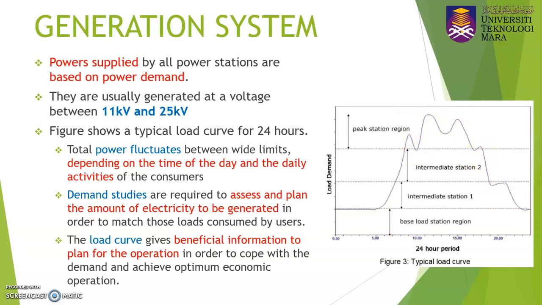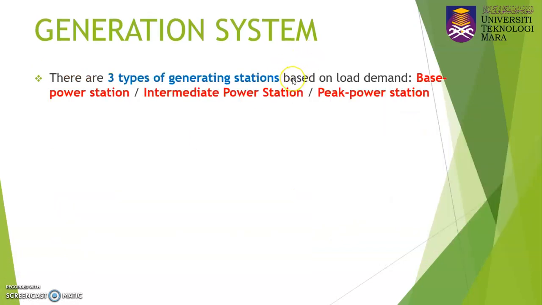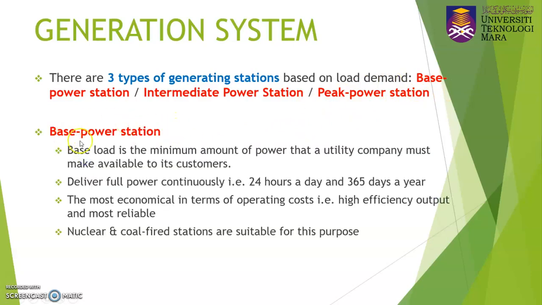Based on the load demand studies, there are 3 types of generating stations that we can divide. The first one is the base power station, the second one is the intermediate power station, and the third one is the peak power station. So we go one by one. The first one is the base power station.